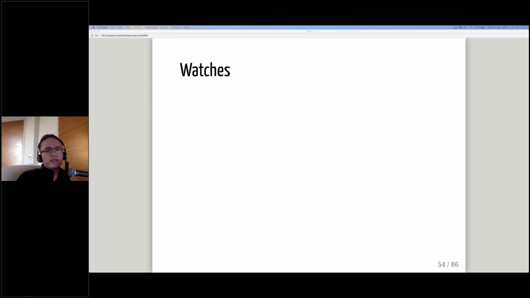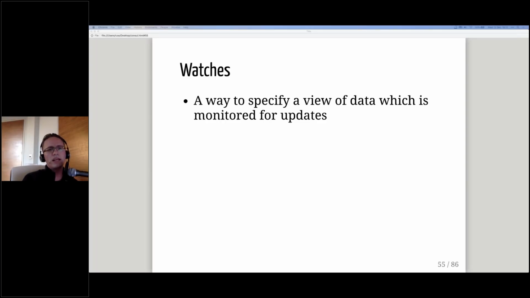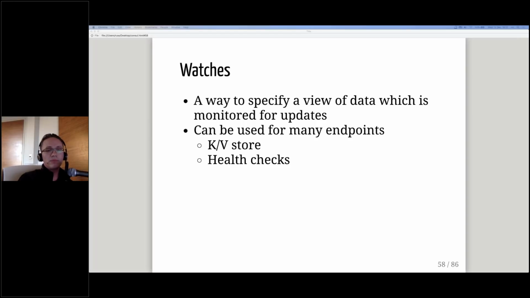So watchers is something that's actually built on top of blocking queries. It's a way that allows you to specify a view of the data. I've talked about the KV store and the health checking. I can health check a service, or maybe get a list of nodes, for example. So I could set a watch to say, keep an eye on this list of nodes, this list of servers. And if I add a new server to my cluster, for example, update a load balancer or something of this nature.